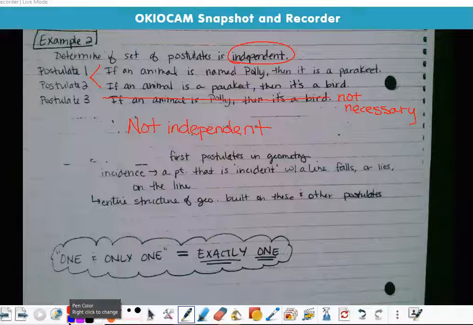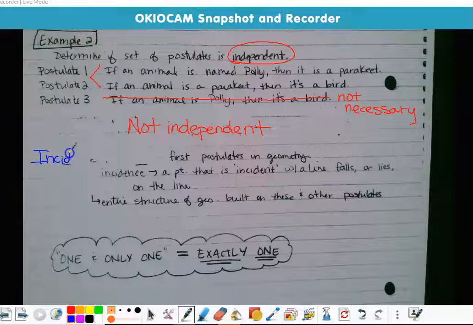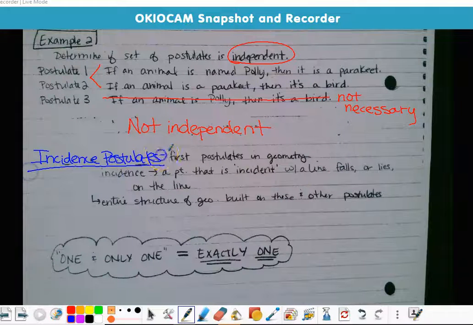Okay, next up is the incidence postulates. This is, again, a lot of vocabulary today, getting us started. The incidence postulates are those first postulates in geometry. Incidence is when a point is incident with a line, falls or lies on the line. So it's just like when a point is on a line. But the entire structure of geometry is built on these incidence postulates and some others.